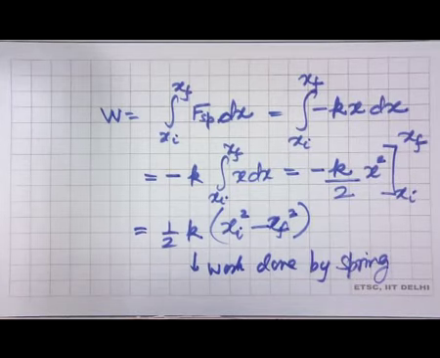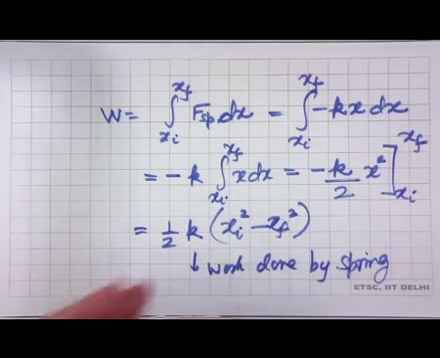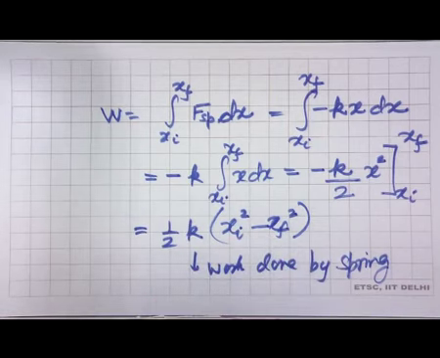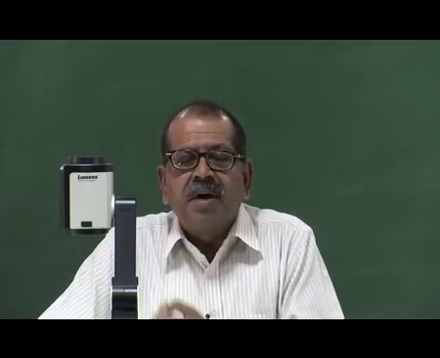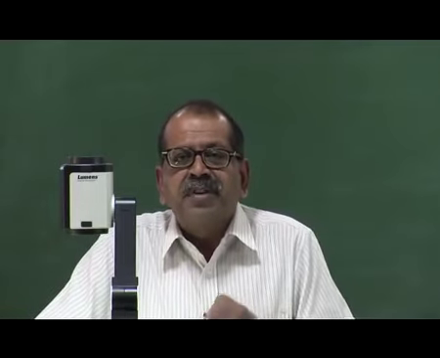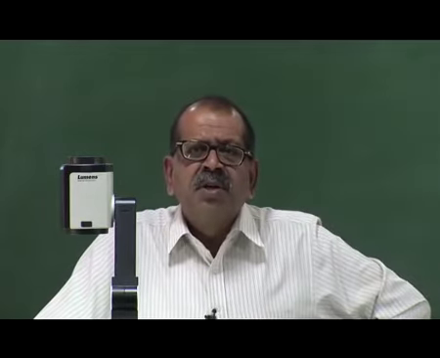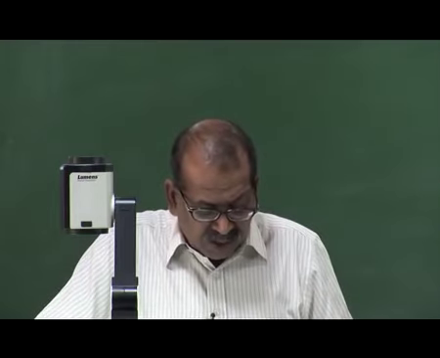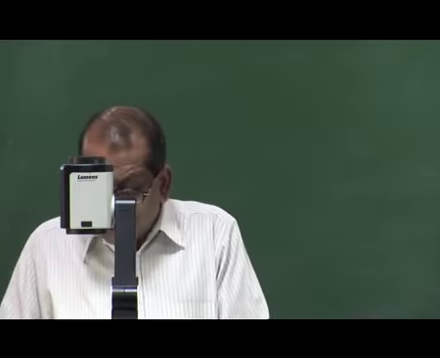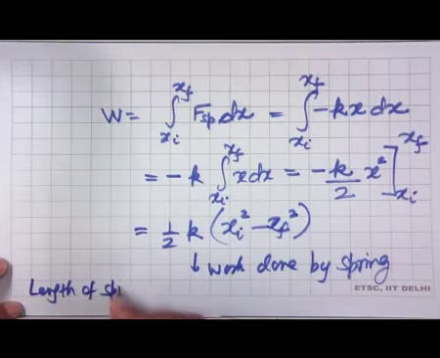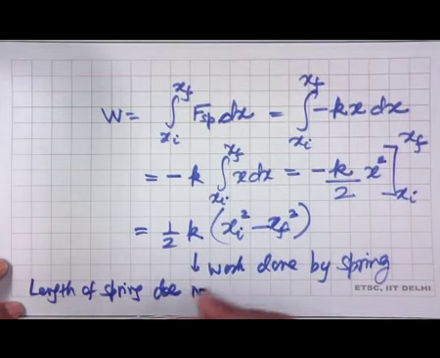Now, if xi is 0, then the work done by the spring will just be minus half k xf square. Now, notice, because xi and xf in the work done term for a spring come as squares, it will not matter whether the spring is compressed or stretched. As far as the work done goes, the sign will still stay the same. Another thing we realize in this is that the length of the spring does not come into the picture.